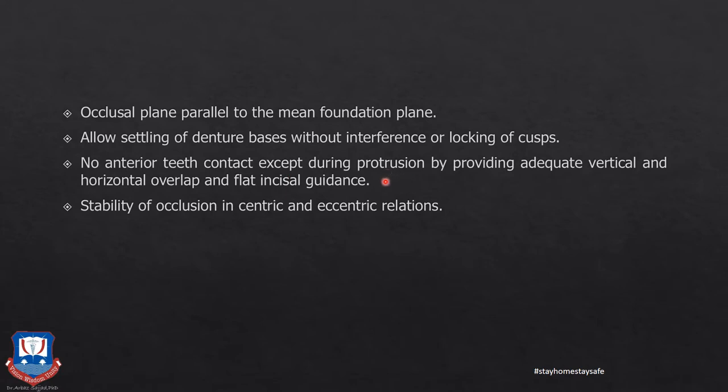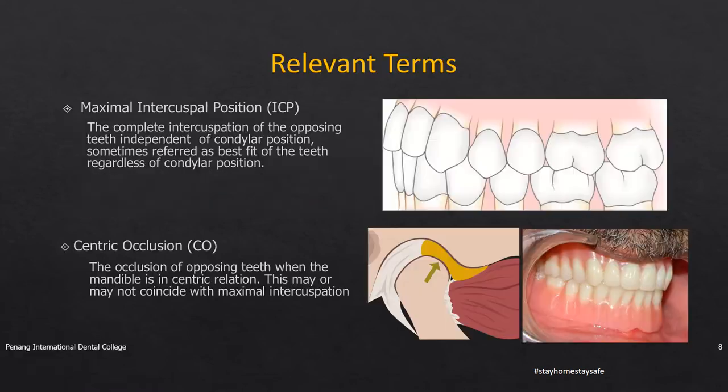That is, during maximum intercuspation or during centric occlusion, the anterior teeth should have sufficient overjet to prevent contact between the anterior teeth. There should be stability of occlusion in centric and eccentric relationship. This can be achieved only if we are planning balanced occlusion in complete denture. Other terms like maximum intercuspation: the complete intercuspation of the opposing teeth independent of the condylar position. Sometimes referred to as the best fit of the teeth regardless of the condylar position. This is usually seen in the natural dentition. In the complete denture, we make sure that the centric relation and the centric occlusion coincide.